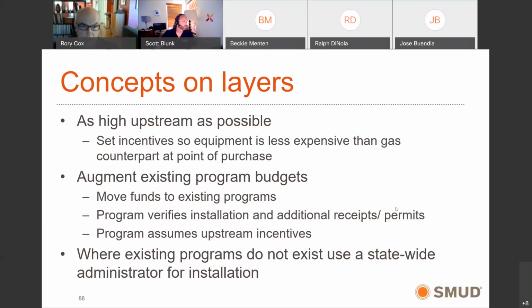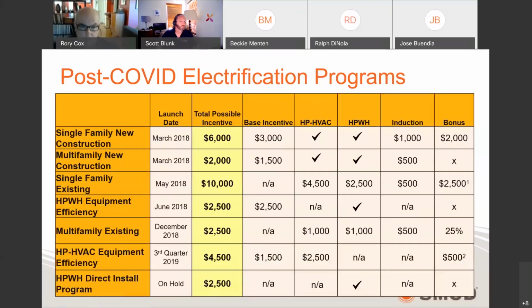And the next slide. And so I played around with this slide a little bit. This is what we think post-COVID electrification programs are going to look like. We're working through budgets for next year now. Our budgets are going to be less than what we were planning pre-COVID, but they're going to be more than they were this year, substantially more than they were this year.